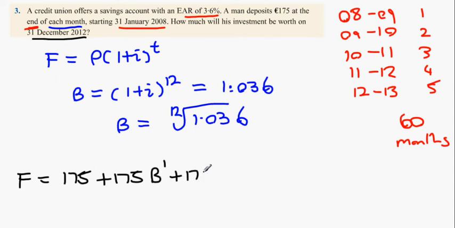The payment before that has 2 months to accumulate interest. Then we're going to go all the way to the first payment we made. The first payment we made was 1 month in, at the end of the first month. This means it has 59 months to accumulate interest.